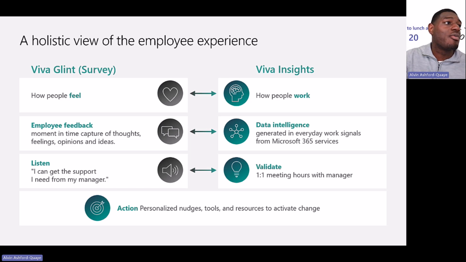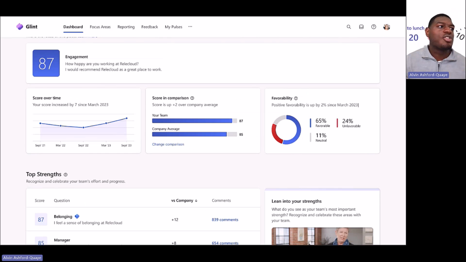So the example we've got here is employees give feedback, but you can gain data intelligence. So the example is, I can get the support I need from my manager. Okay, and people will respond, strongly agree or strongly disagree. But what we can do with Viva Insights is really help to validate that. And how we're doing that is by understanding for that individual or group of individuals, roughly how much time are they spending with their line manager, and what is the impact on how they feel they've responded to that question. So here's the example. We're in the survey platform, and now what I'm showing you is some opportunities for improvement for this particular organization.